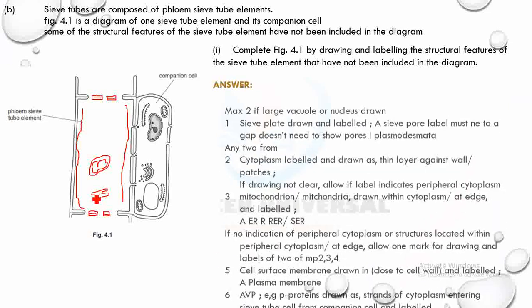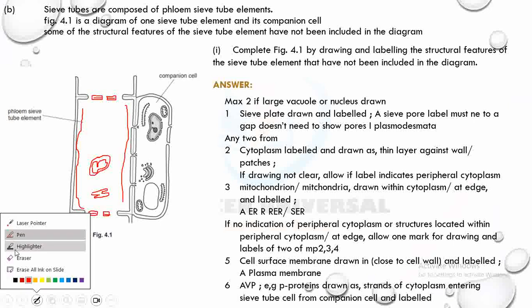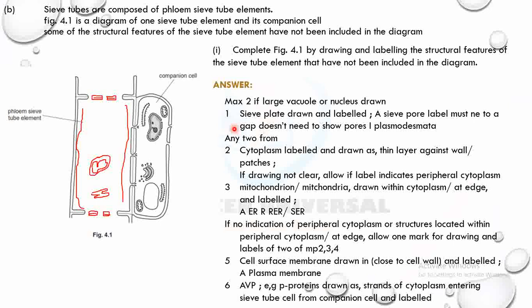All right, let's look at what my scheme says quickly. My scheme says if a large vacuole or nucleus is drawn, that is the maximum. Sieve plate drawn and labeled. This is the sieve plate drawn, you have to label it. Cytoplasm labeled and drawn as thin layers. This is the cytoplasm, a thin layer, you have to label it. Mitochondrion drawn and labeled. This is the mitochondrion. This is SER. Cell surface membrane drawn, you just draw it, and all of these others.